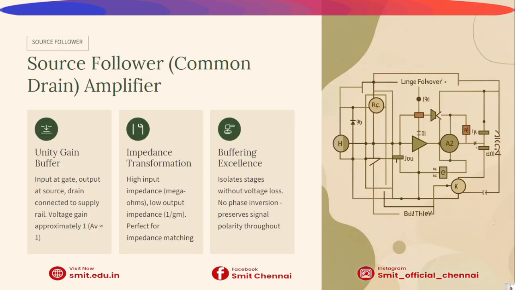Next we see about the source follower. The source follower is also called the common drain amplifier and is essentially a unity gain buffer. Input at the gate, output at the source and drain tied to the supply. Its strength lies in impedance transformation, very high input impedance and very low output impedance. This makes it perfect for buffering between stages without losing signal amplitude.